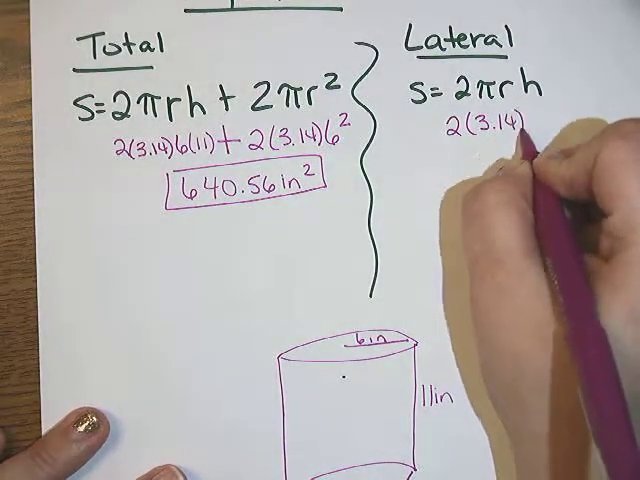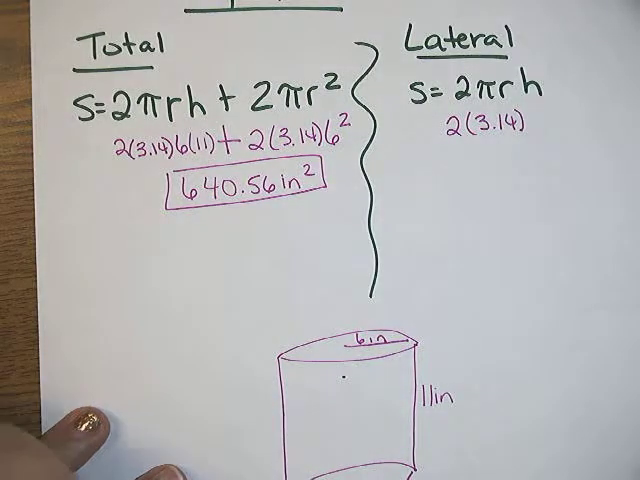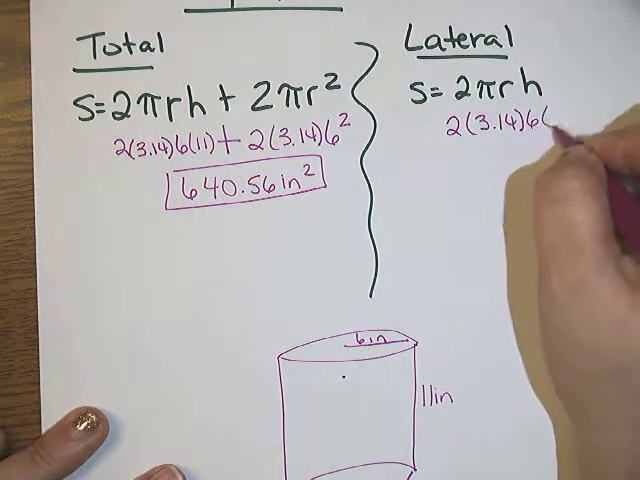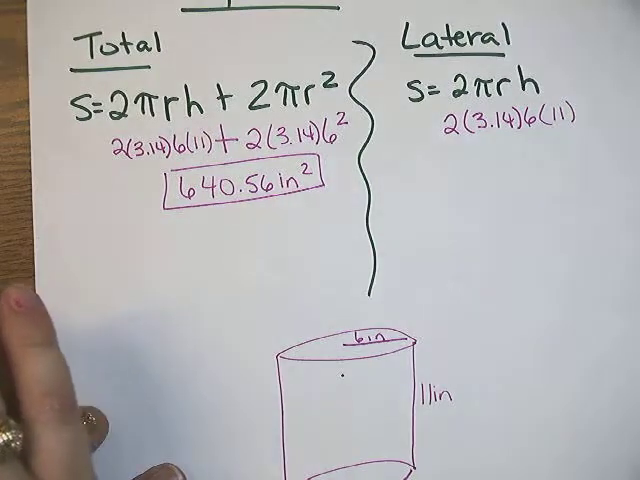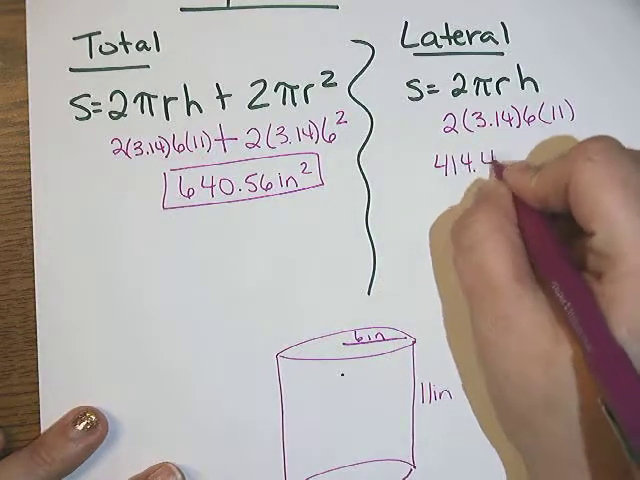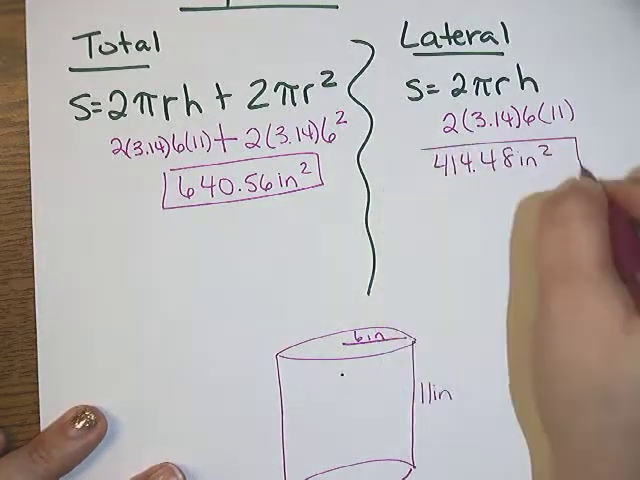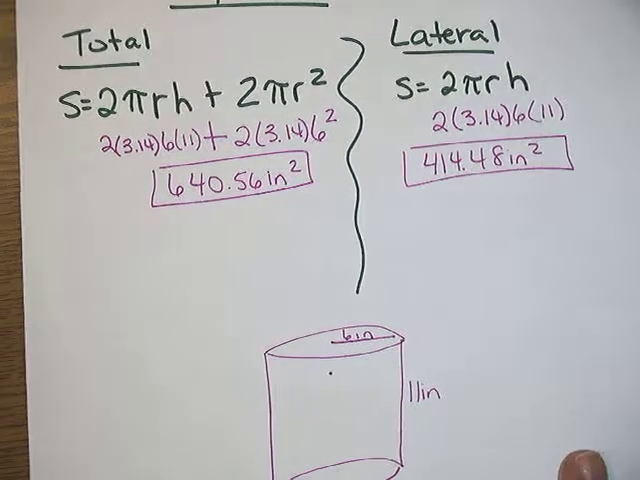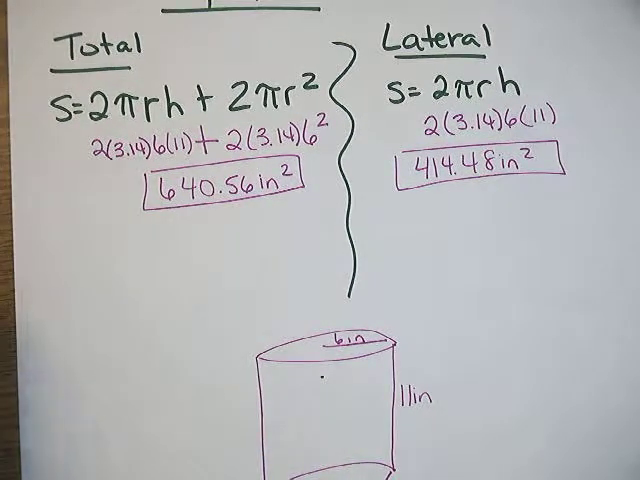Okay? So now, for the lateral, I would plug in 2 times 3.14 times what? 6 times what? 11. 414.48 inches squared. Okay, pretty easy. He probably used pi, yeah. Okay. Is this easy? Yes. Cylinders are very, very easy.